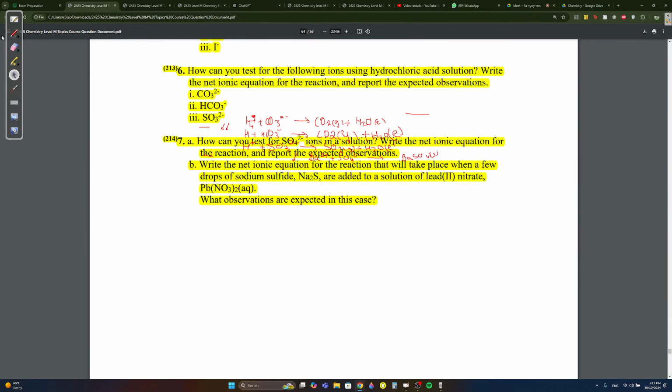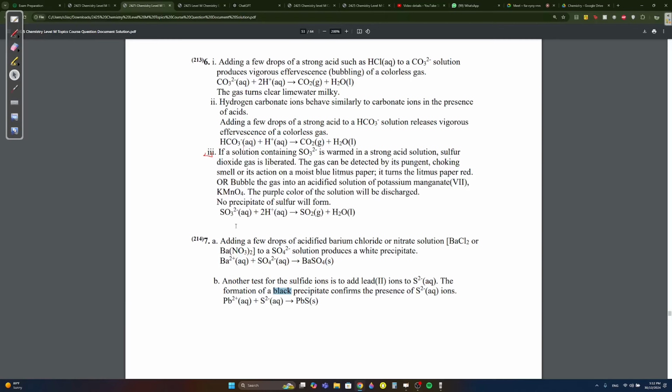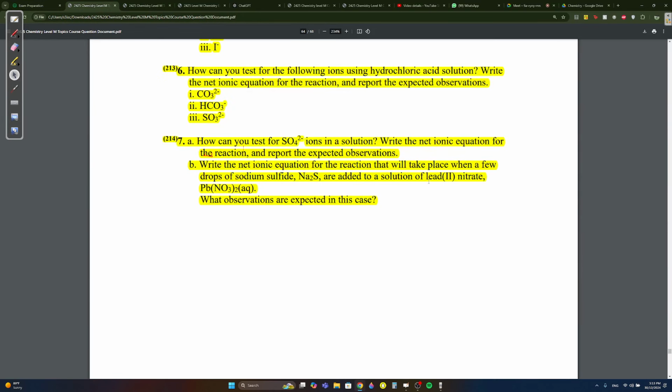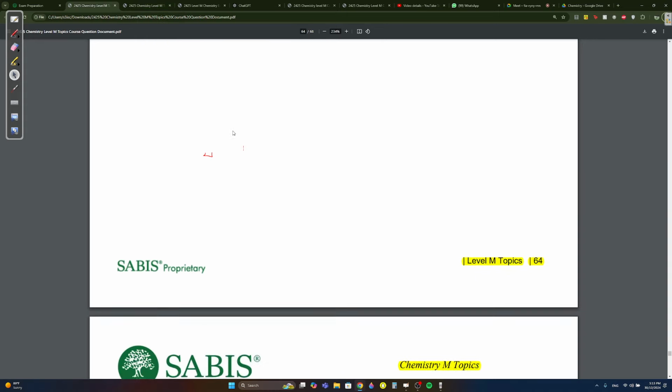Write the net ionic equation for the reaction that takes place when a few drops of sodium sulfide are added to a solution of lead nitrate. What observations are expected in this case? We didn't take this, but apparently when you add Pb ions to sulfur, you get a black precipitate. You just get a black precipitate, guys. Remember that Pb is black. So anytime you have sulfur to test it, you add Pb. You're going to get a black precipitate. Okay, just next question.